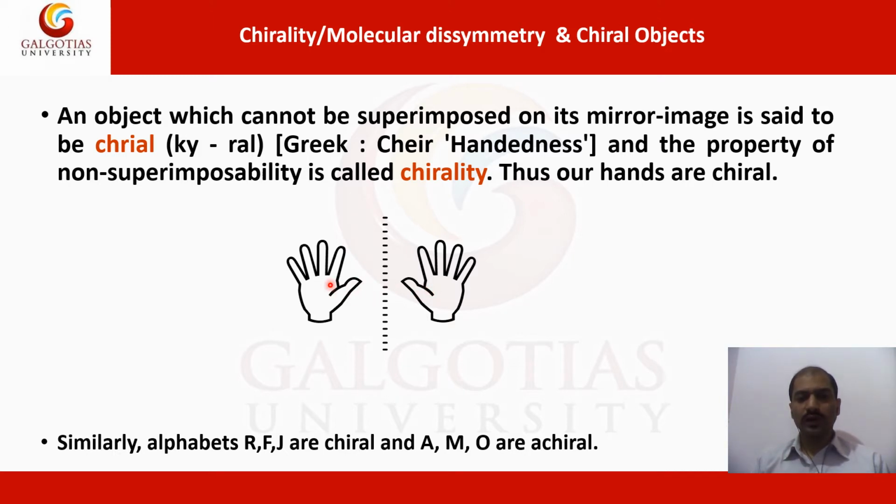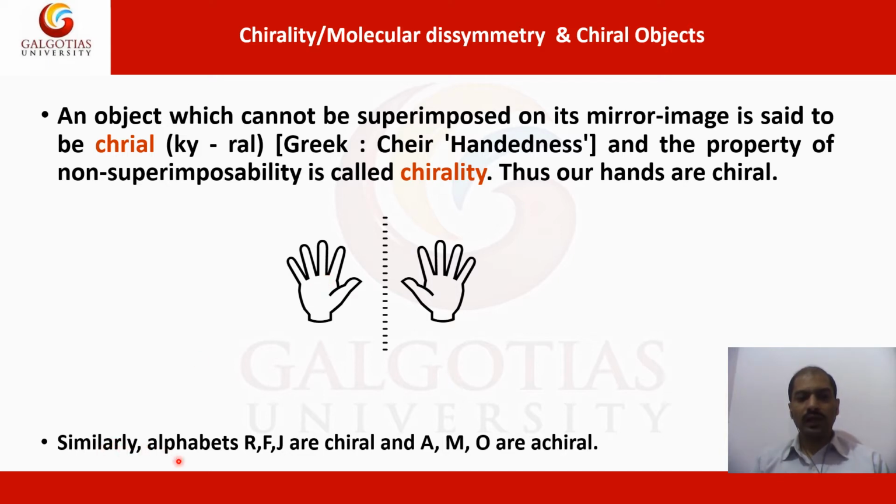Similarly, in the case of chemicals or any organic compounds, if this kind of condition arises, then that molecule is called chiral. And if there is a carbon atom which is surrounded by four different atoms or groups, then that carbon atom is called a chiral center. Similarly, many objects are also chiral apart from these examples.